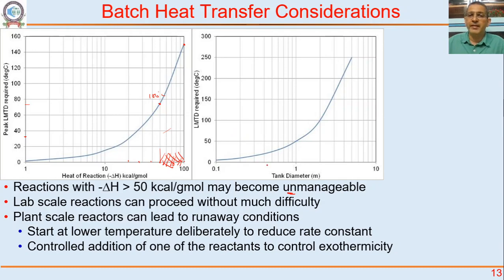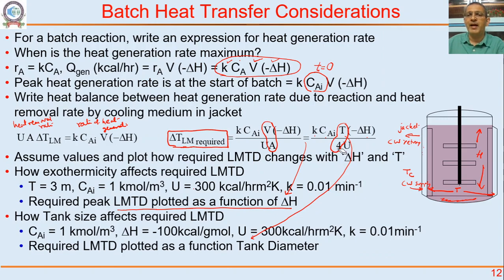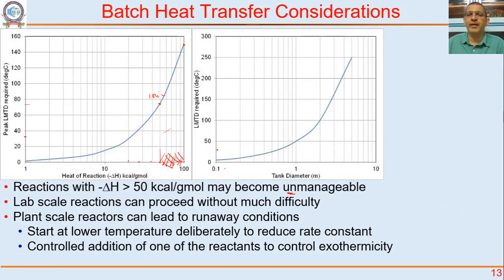Okay. Second thing, based on tank diameter, smaller the tank diameter, what does that mean? Smaller tank diameter means I have good heat transfer per unit volume. Then I require a small delta T to maintain isothermal conditions. Whereas if I go to plant scale, 2 meters, 3 meters, 4 meters, 5 meters diameter, I require a delta T of 250 degrees centigrade, which means if I am doing the reaction at, let's say, 150 degrees centigrade, I need a cooling medium which is at minus 100 degrees centigrade. Then only I will be able to maintain isothermal conditions.